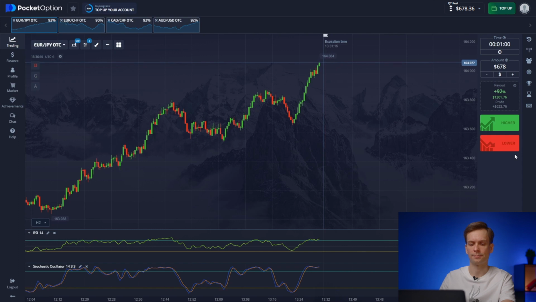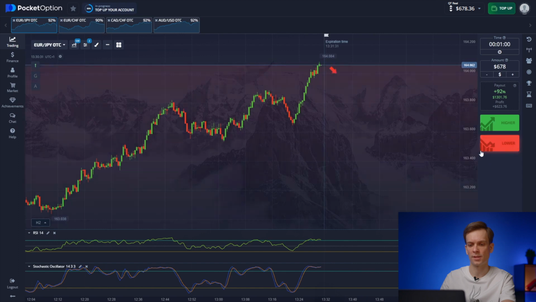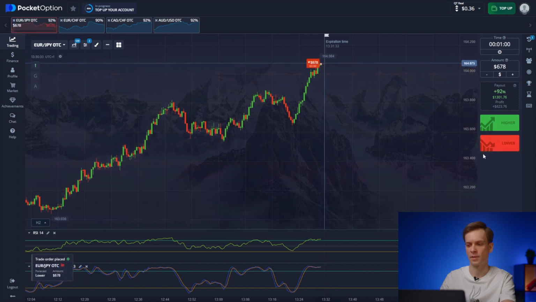Look at the chart. The bulls have pushed quite high, but it looks like they've hit their peak. The resistance level has been breached. RSI is not climbing further, and stochastic has started to dip with divergence on the horizon, so downward investment it is.